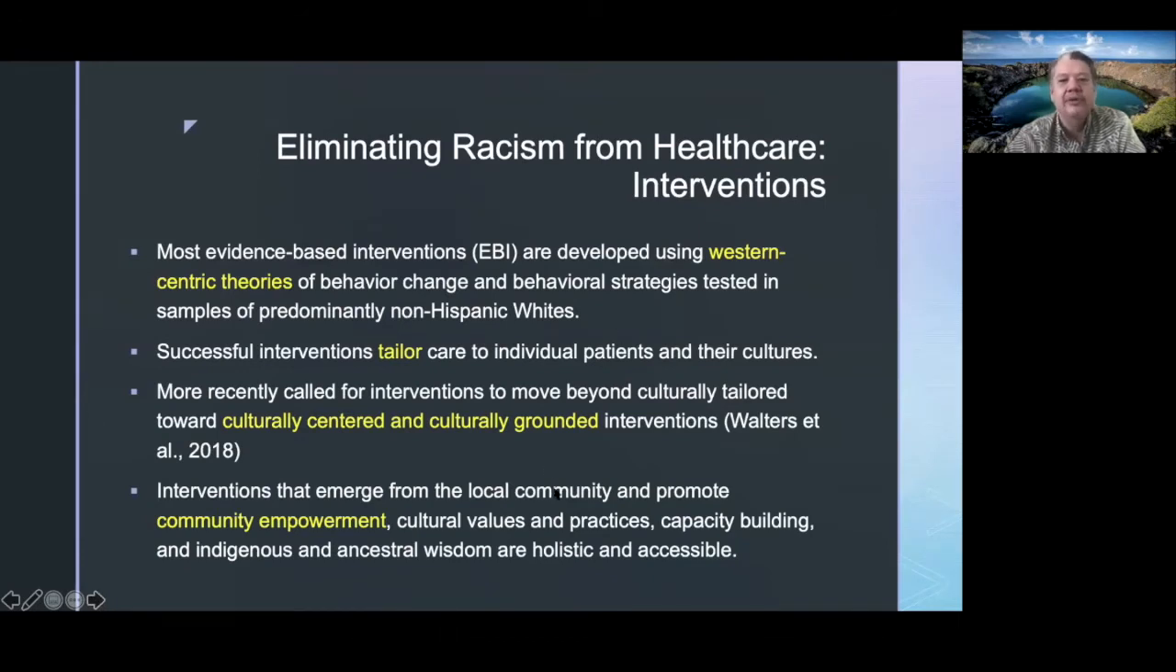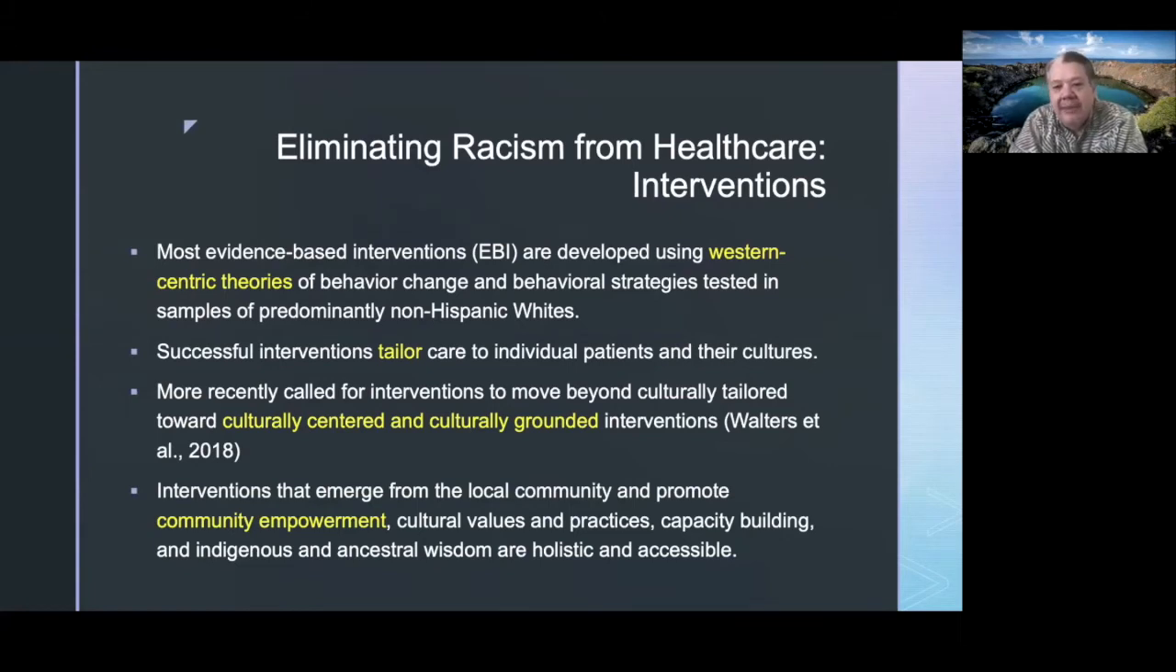Continuing on interventions, right? Most of our interventions are based on Western-centric theories of behavioral change, behavioral strategies, primarily tested upon predominantly white populations. We've moved more towards interventions being tailored to care for individuals and their cultures, right? So sometimes we call that putting a feather on an intervention for Native Americans, putting a feather on it and calling it Native American. I've been a part of NIH review committees where people were introducing a culturally tailored intervention where they essentially just changed the names and pictures. These are ways to tailor, but they're not very effective, right? We need to move beyond that.